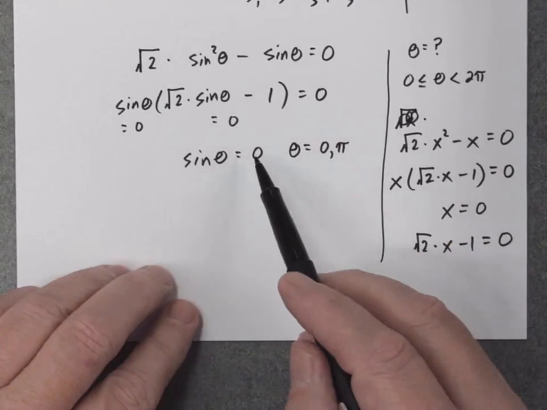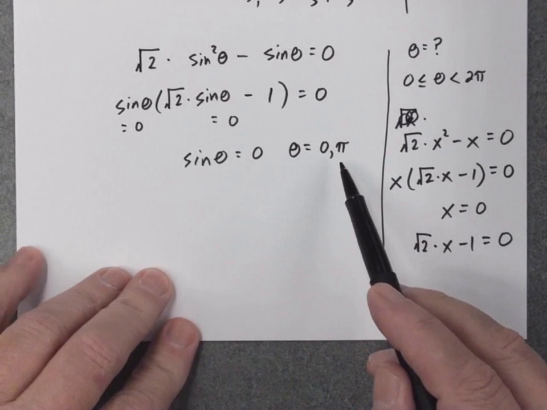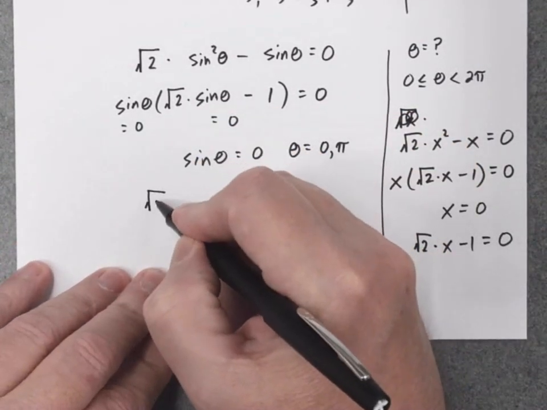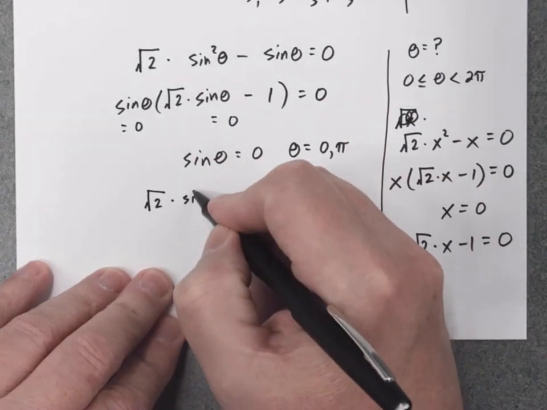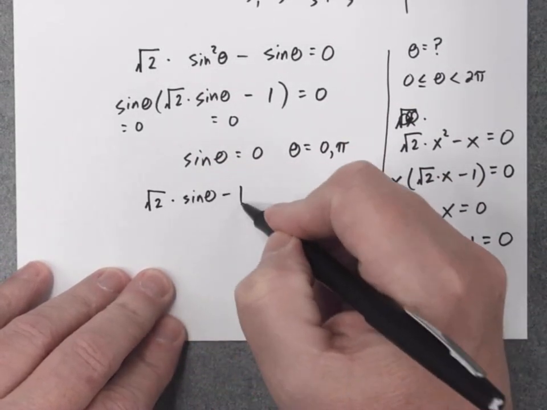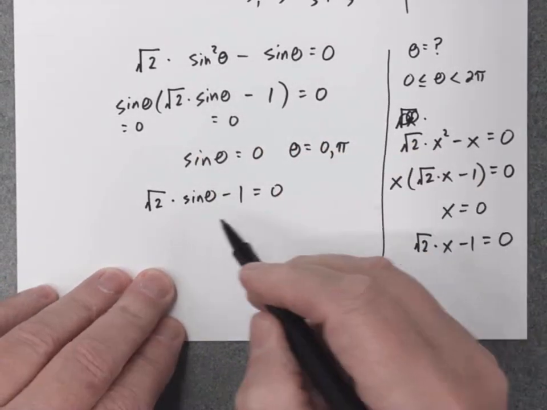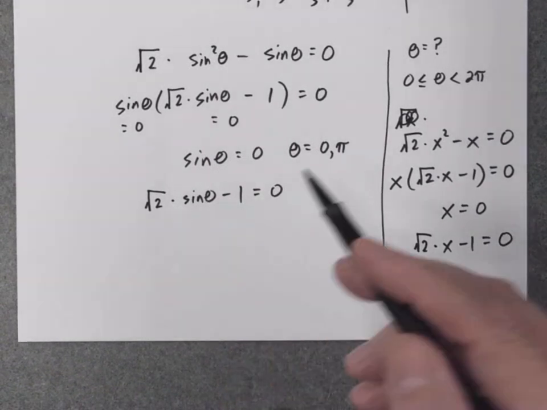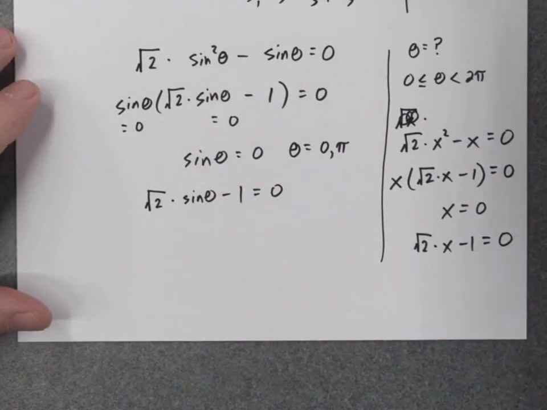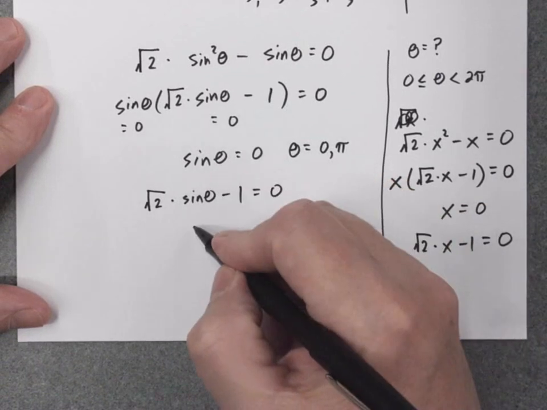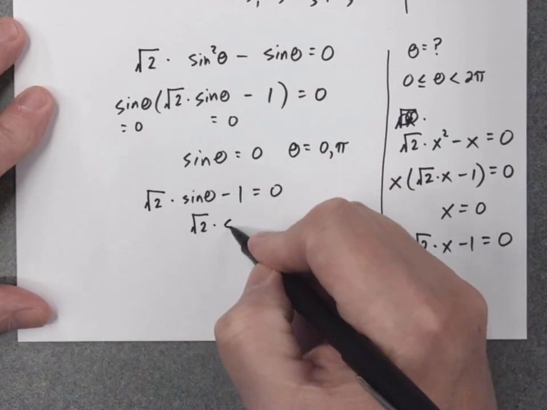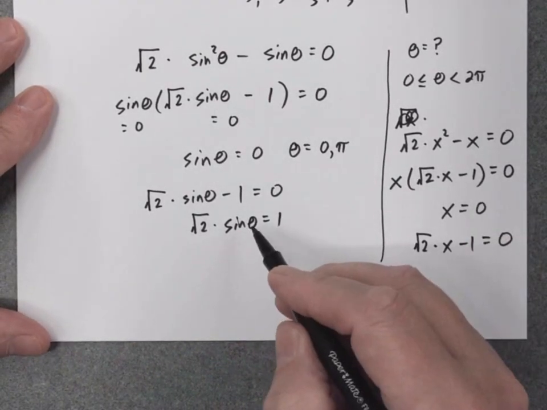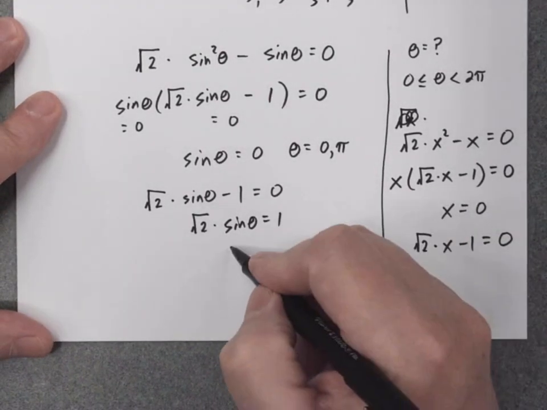So from this part of the solution, I have two angles that are solutions, but then I also have to take this parenthesis and find the solutions that result from this parenthesis. So you take the parenthesis, and you set it equal to 0, and I need to solve this. So here's where I now have to get the sine of theta by itself again. First thing I'll do is add 1 to both sides. If I want to get the sine of theta by itself, divide both sides by the square root of 2.